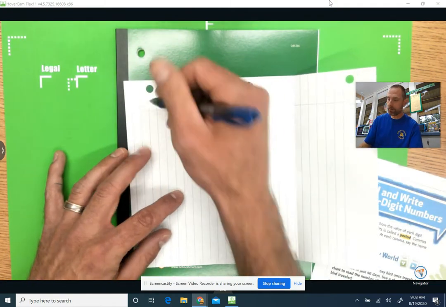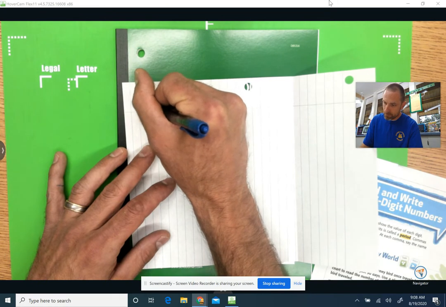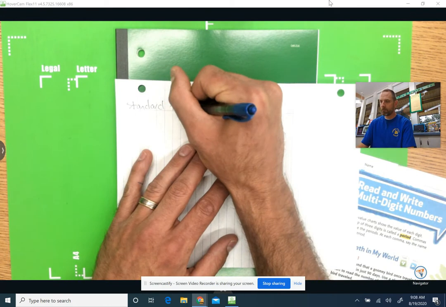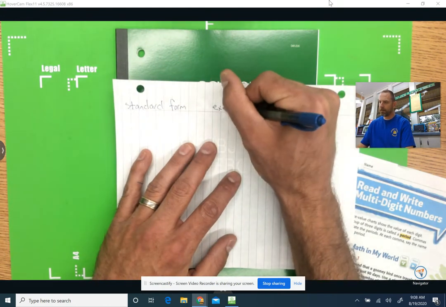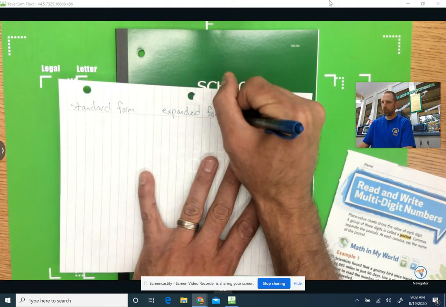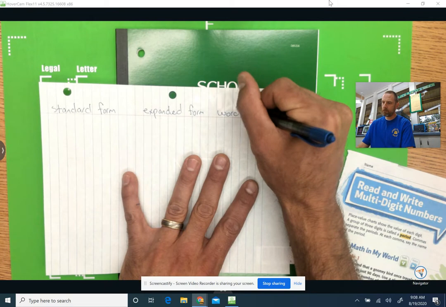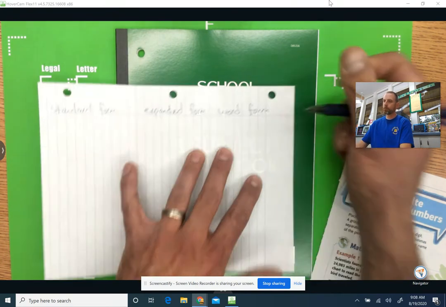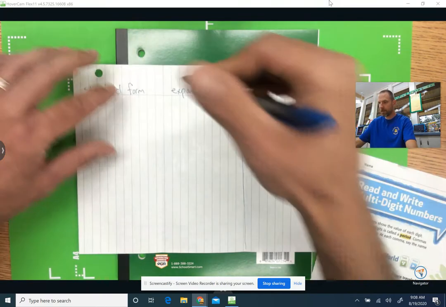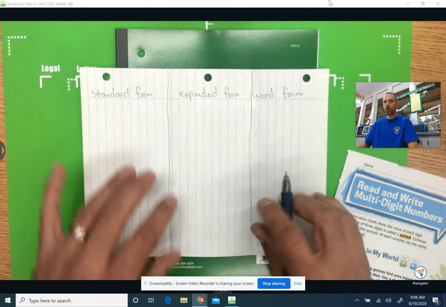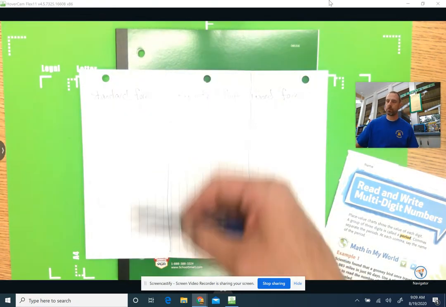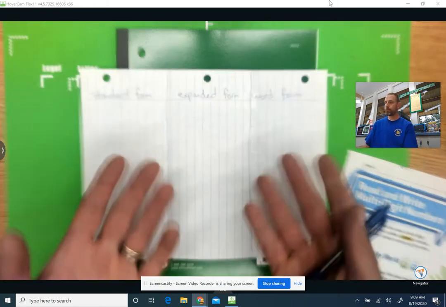We have standard form. Expanded. And word form. Go and highlight your little creases here. You can see it on my camera a little better than I can actually see it from here. Go ahead and create my columns. These are called 3-column notes. 1, 2, 3 columns. We're taking notes.